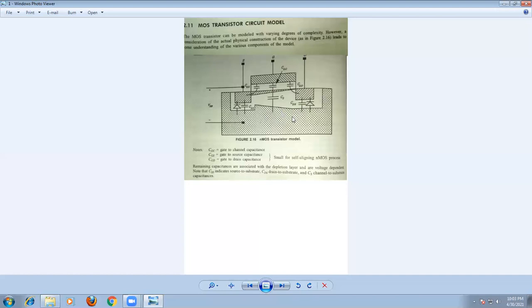Okay, so remember, depending upon the frequency of operation, these capacitors will affect the response. Some capacitors will be responsible for the reduction in the output gain, and some capacitors will be responsible for the reduction in the delays. All of these come in depending upon these parasitic capacitances. That is about the MOS transistor circuit model.